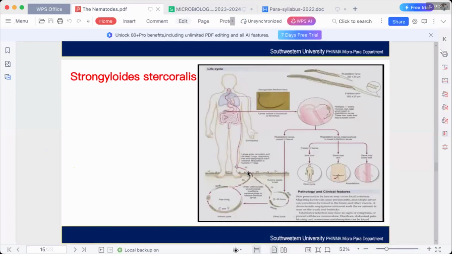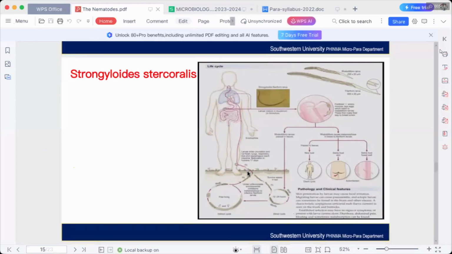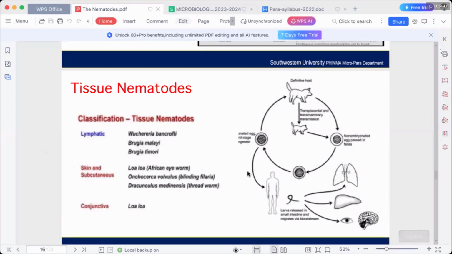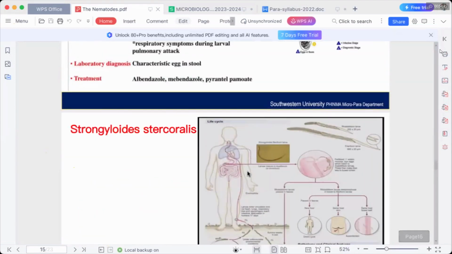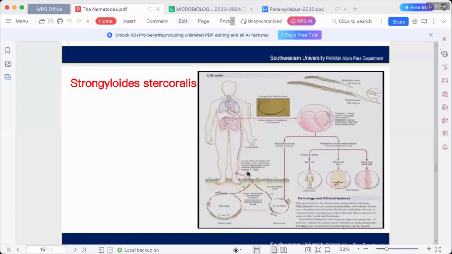Next, let's go to Strongyloides. Strongyloides is part of your nematodes, but I will give this to you as a reading assignment. It is still the same as the others, with the same life cycle and same everything.